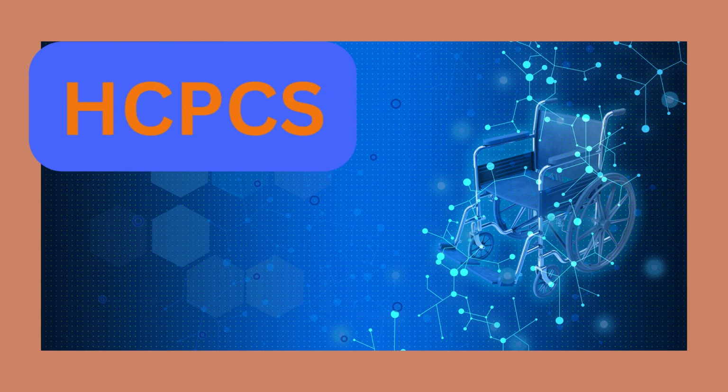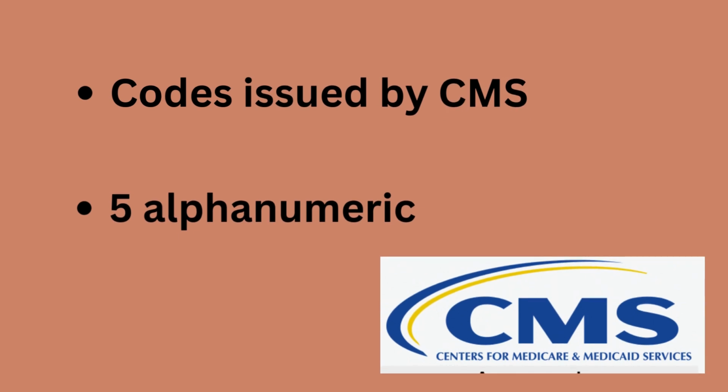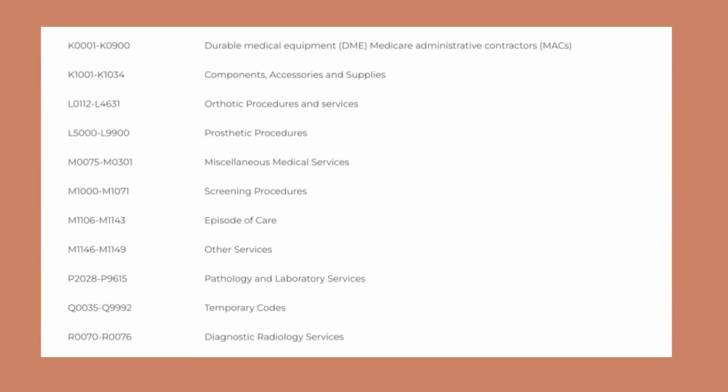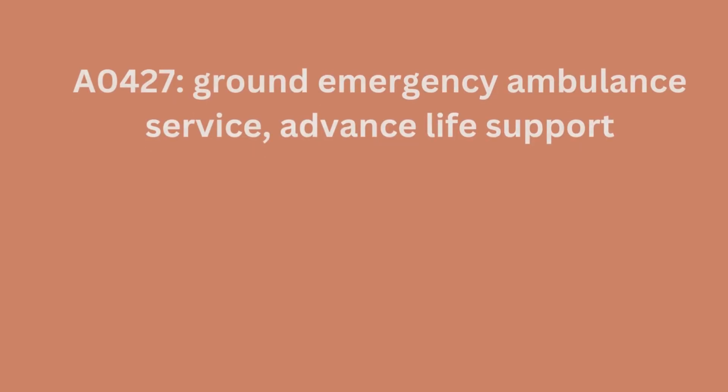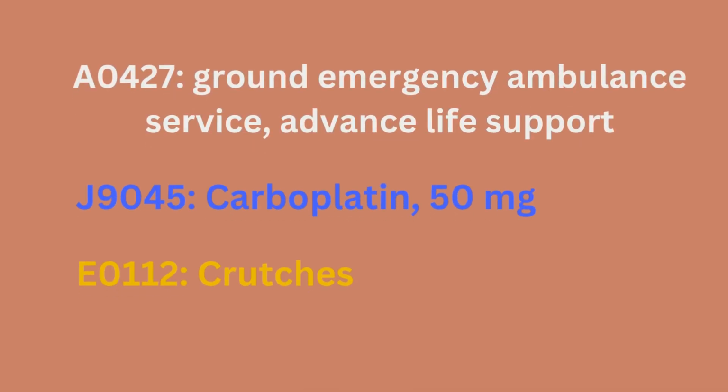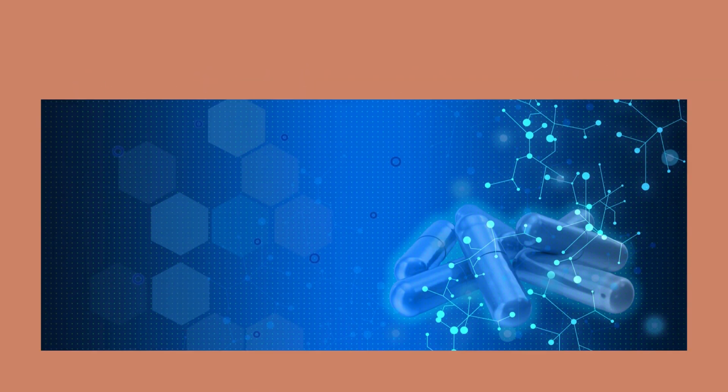HCPCS codes are issued by the Centers for Medicare and Medicaid Services. Also a 5 alphanumeric code. It actually is for those services and items that CPT did not cover. For example, some radiology codes, chemotherapy drugs, durable medical equipment and supplies, and more.